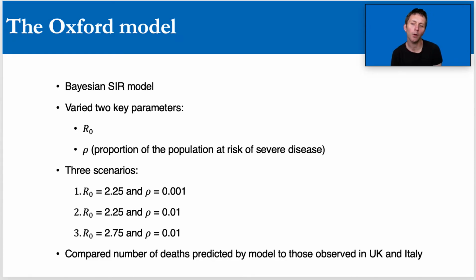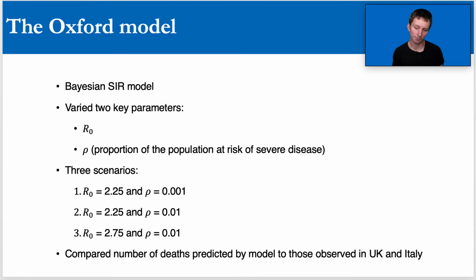And what the model does is vary two key parameters. So it varied R0, which is the spread rate of the disease, and it varied this parameter called rho as well, which is the proportion of the population at risk of the severe disease. So what they wanted to know was, have we got a very infectious but mild disease, or have we got a less infectious but more severe disease? And if we make assumptions about those things, what does that tell us about death rates?